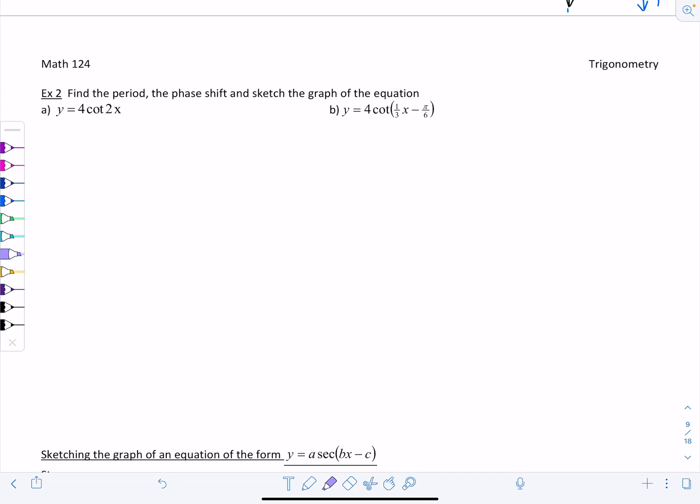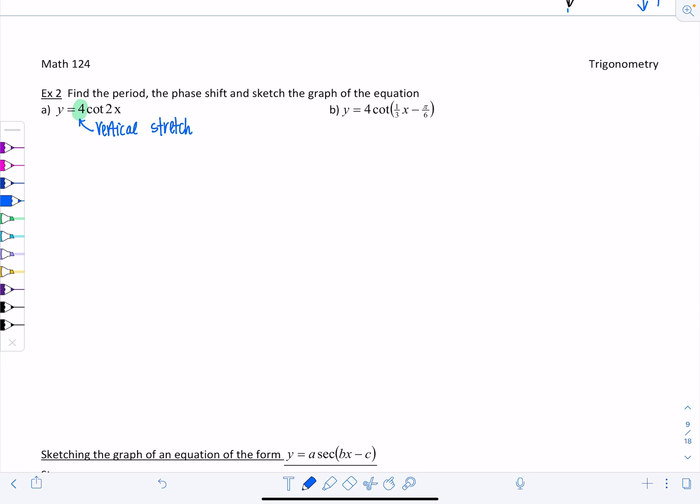So first one, y equals 4 cotangent of x. First things first, I noticed this 4. What does that mean? That's a vertical stretch. Why did I say stretch this time instead of compression? Because 4 is bigger than 1, so it's going to make the graph taller. It's going to look skinnier, like someone stretched it like a piece of taffy.